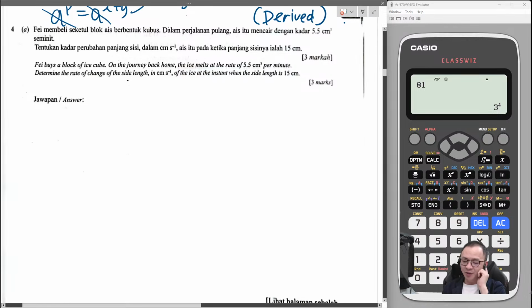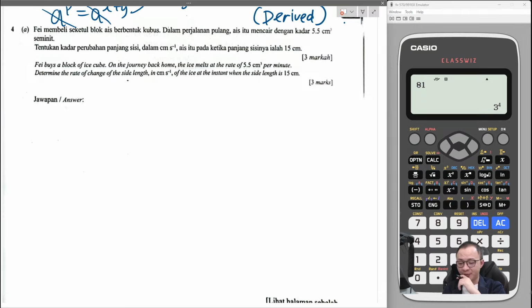Okay, we have some rate of change questions. Faye buys blocks of ice cube on the journey back home. The ice melts at this rate, 5.5 centimeter cube per minute. If you do not know what this is, at least you see the unit given. They say centimeter cube per minute. Centimeter cube is for what? Volume, right? dV. Per minute is for what? Per time, isn't it? Per dt is 5.5.